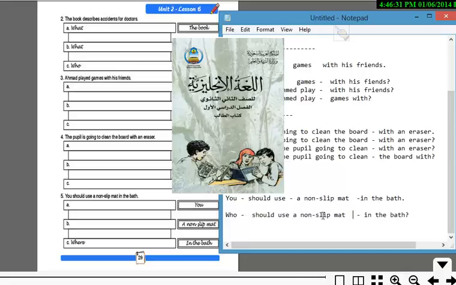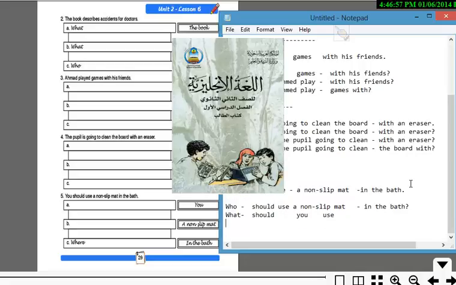Now if I'm going to ask about a non-slip mat, which is the object, I'm going to use what, and then should. What should you use? I'm not going to change the form of the verb here because it's just simple. I'm just going to change the order. What should you use? In the bath is going to be kept the same.